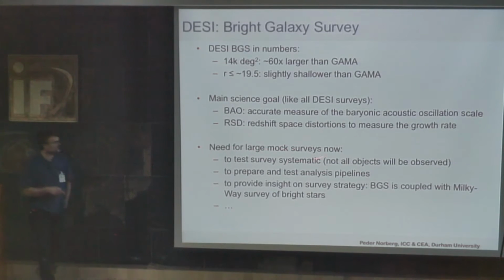So there's a need for large survey mocks, now in the case of BGS, to test the survey systematics, because not all objects will be observed, so you need to have a mock that you can actually test this for. To prepare and test analysis pipelines, you want to figure out how you can do the survey. Provide insight on survey strategy, and that's actually quite important in the case of the DESI Bright Galaxy Survey, because it's not done in its own right. BGS is coupled with the Milky Way survey of bright stars. So, if I rephrase it like this, the success rate of observing a galaxy will depend to some extent on what is around it, which might be stars, which are not part of your main science, and therefore there's a coupling there. So that's kind of the needs.